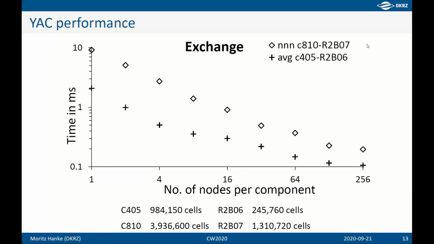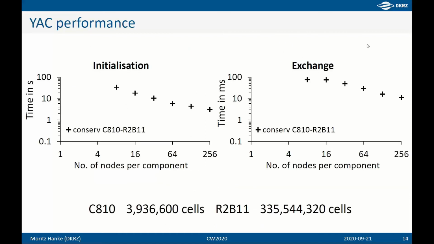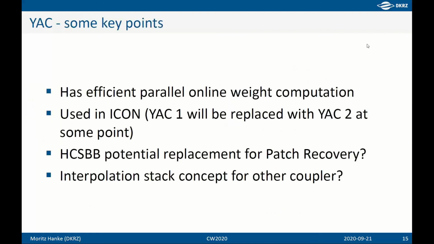This is exchange time for both resolutions, and that scales quite well across the whole range. Okay, I also did some very high resolution test cases with a cube sphere with 4 million cells and an icosahedral grid with 335 million cells. With less than 8 processes, it didn't work due to memory constraints. But for more processes, you see that it scales quite well and is within reasonable bounds for this grid resolution for both the initialization and the exchange, I think.